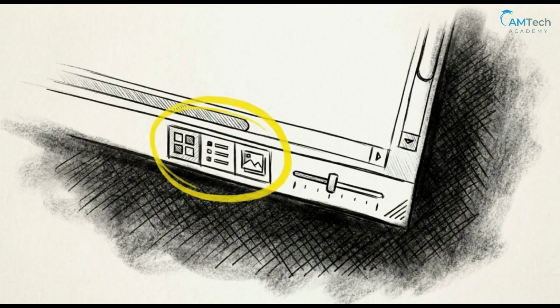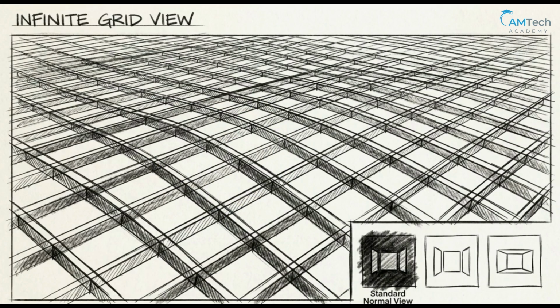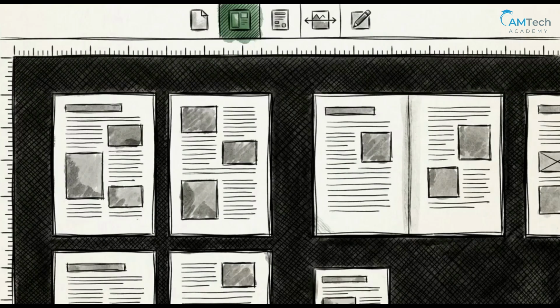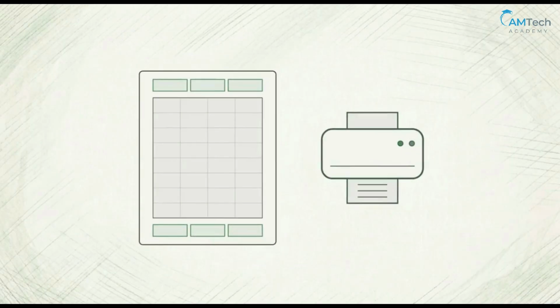Finally, direct your attention to the 3 specific view icons situated at the bottom right corner of your interface. The first icon activates Normal View. This is the standard, infinite canvas you will use for your day-to-day data entry and standard editing. The second is Page Layout View. When you click this, Excel formats your grid into physical paper dimensions, allowing you to build headers, footers, and properly scale your document for printing.